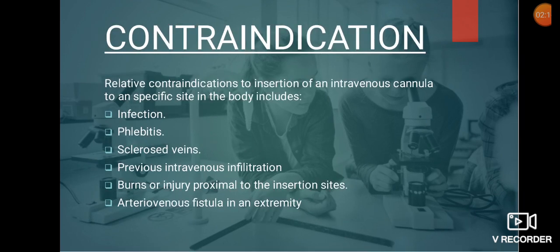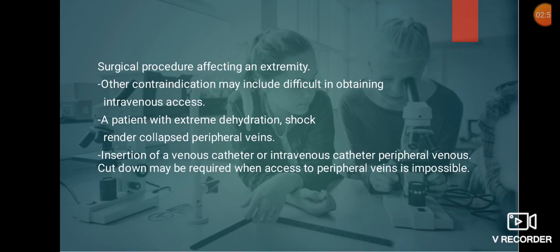Next, contraindications. Relative contraindications to insertion of an intravenous cannula to a specific site in the body include infection, phlebitis, sclerosed vein, previous intravenous infiltration, burns or injury proximal to the insertion site, arteriovenous fistula in an extremity, and surgical procedure affecting an extremity.